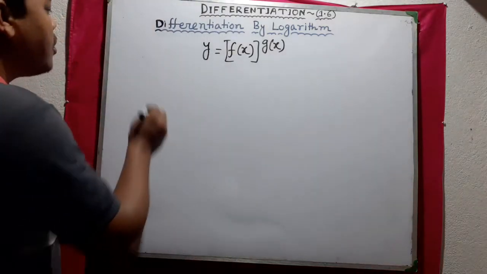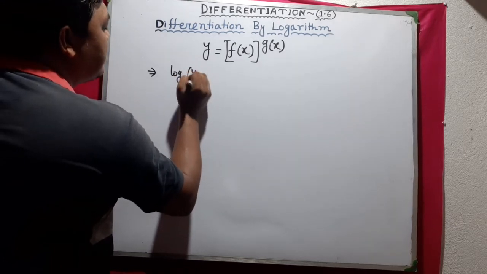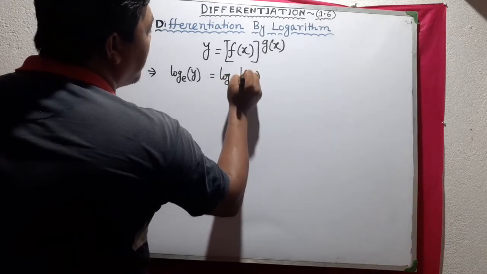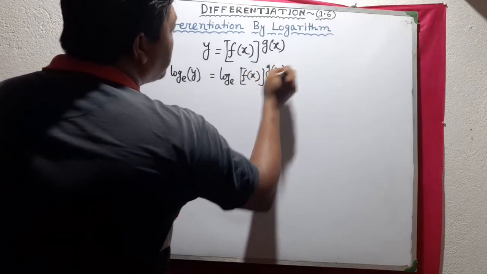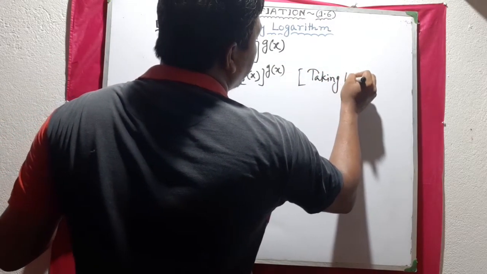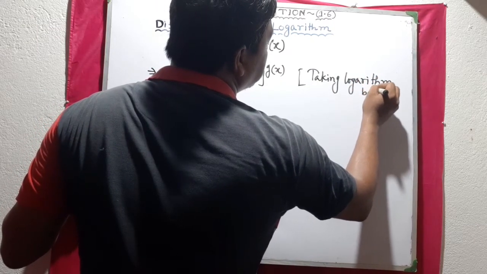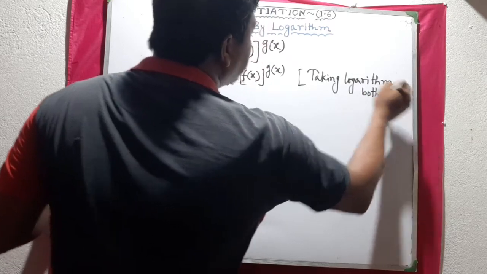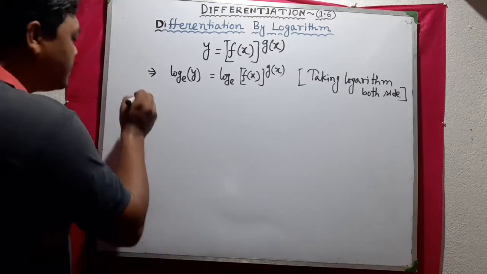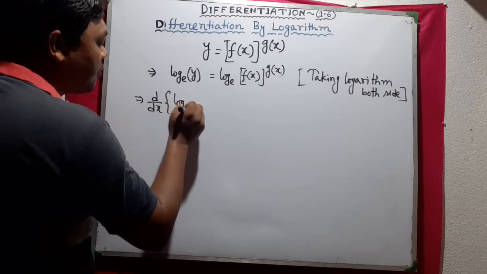Okay, so taking logarithm both sides with base e, we get log base e y equals log base e of f(x) whole to the power g(x). We have just taken the logarithm on both sides. Now we differentiate with respect to x throughout the equation, both sides. So that means d/dx of log base e y equals d/dx of the right side.